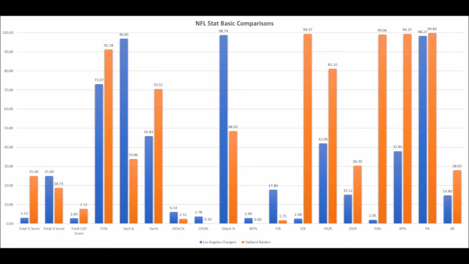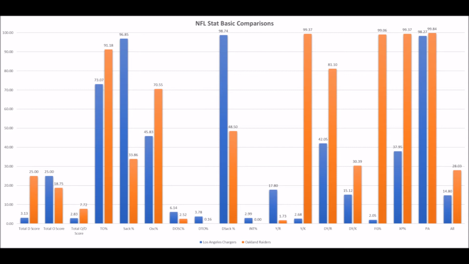But sack percentage is actually pretty high with the Chargers and actually kind of low for the Raiders. The Raiders are about average when it comes to sack percentage, the ability to create sacks. But the Chargers are better. So in many ways, I would say that the Chargers just have a better overall defense in terms of the ability to create sacks.